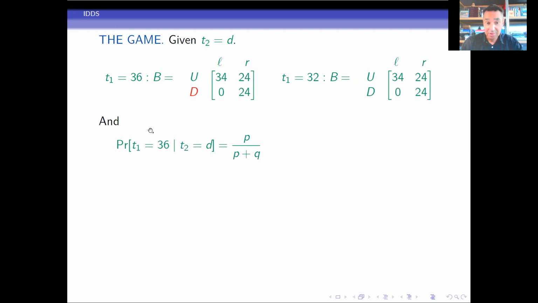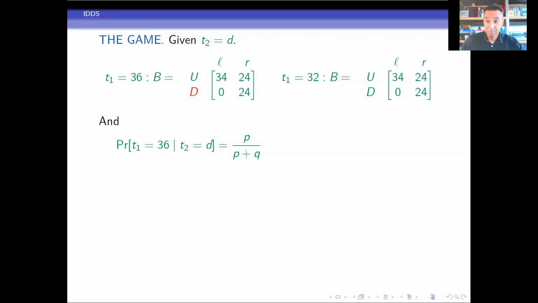And yeah, that is this, right? So the total probability is P plus Q. So the conditional probability for type one to be 36, given that type two is D, T2 is D, is P divided by P plus Q. And also probability P that the type is 36 and Q that the type is 32 of your opponent. So the conditional probability using Bayes' rule is the probability of A and B divided by the probability of B, and that gives you this.